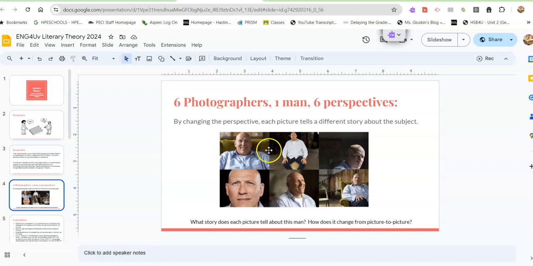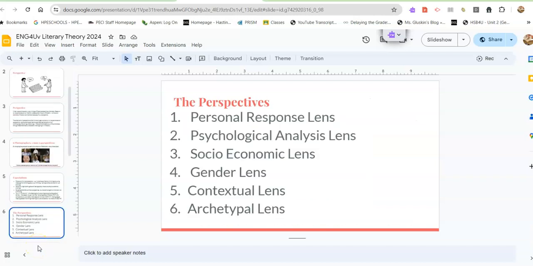What does this make us think? What's the difference between this picture, say, and this picture? Or this picture with him smiling and this picture of him not? It's the same person, but each picture tells a different story. So what are the different lenses that we are going to be looking at?